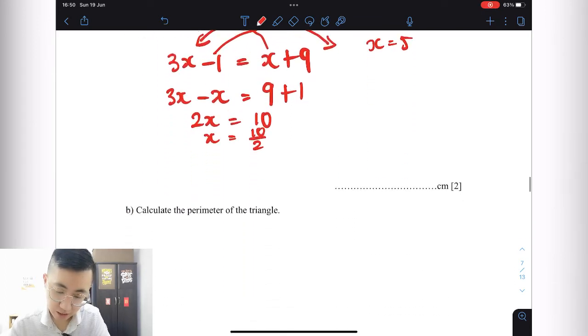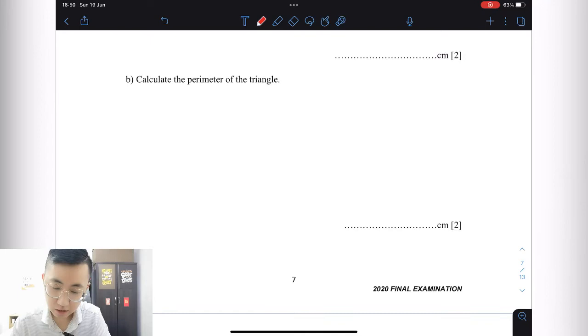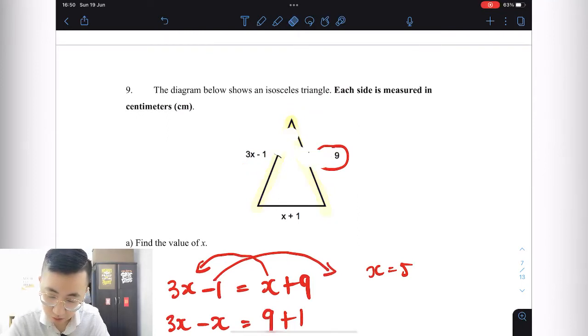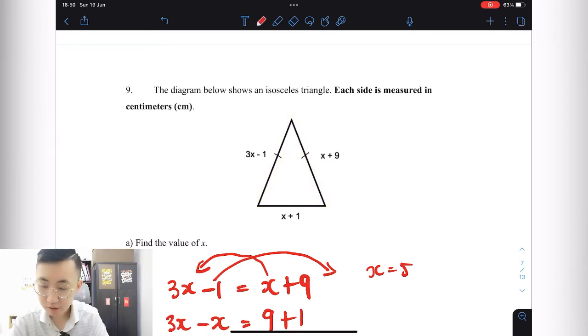Let us see 9b. Calculate the perimeter of the triangle. Perimeter means you go around the shape. Now that I know the value of x already, let me erase. Let us do our substitution. x is 5, remember. Here 15 minus 1, so here is actually 14. The other side is 5 plus 9, so indeed both sides are 14, an isosceles triangle. The bottom one, 5 plus 1, will become 6.